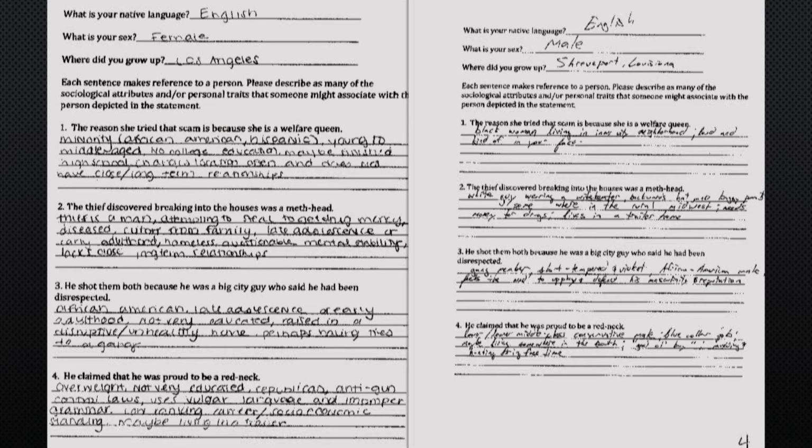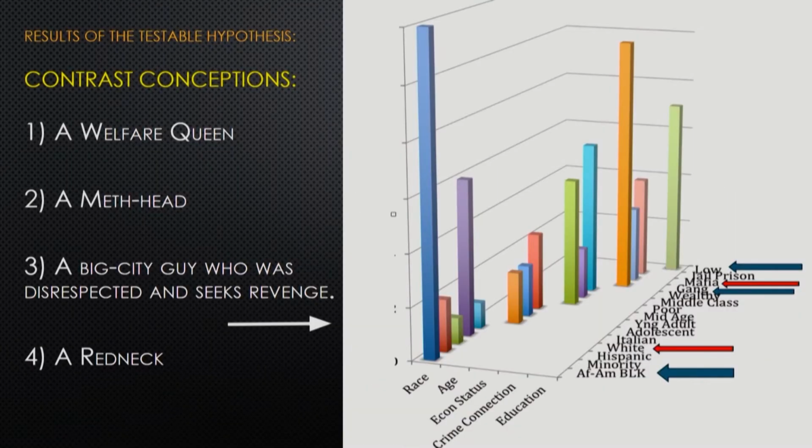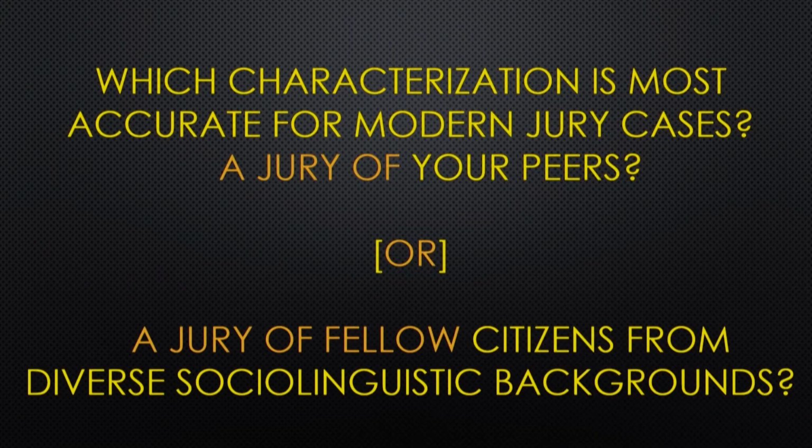a meth head, a big city guy, or a redneck. None of those are explicit about race, but when you look at the results, the highest histograms are for a low-educated gang member who's African American. No visual cues.